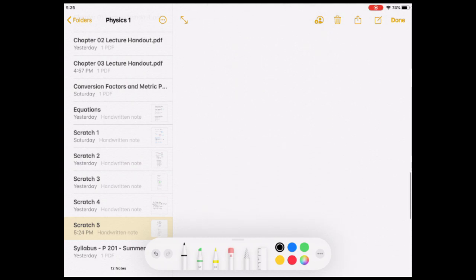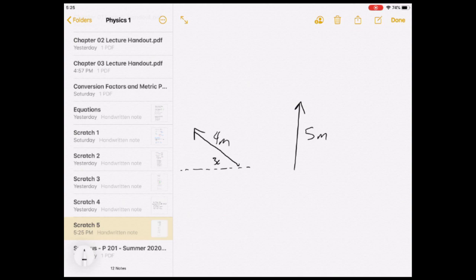All right, so let's take a couple vectors. Let's say 5 meters that point straight up. And 4 meters that points off at an angle. So let's put that, I don't know, like here. That's pretty close to 4 meters, sure. And let's say it points off, relative to the horizontal, at an angle of 30 degrees.